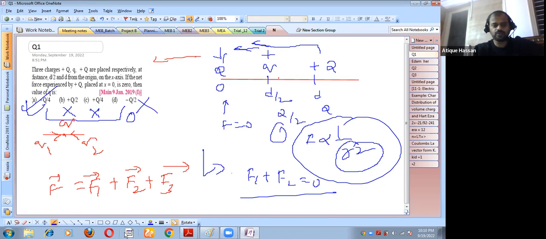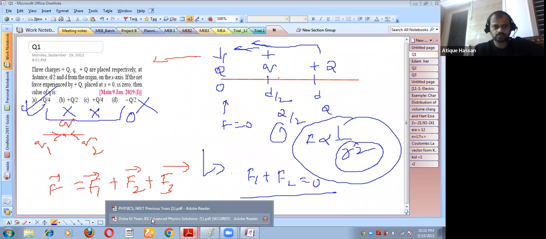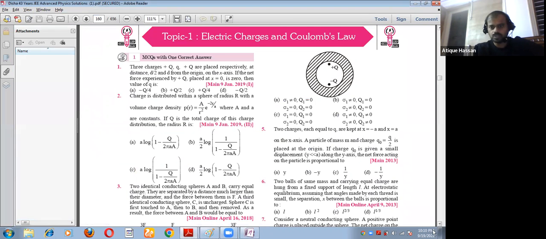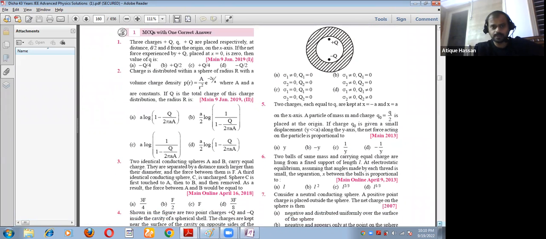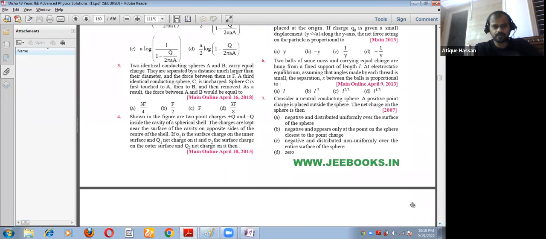Let us solve one more JEE question. Let us try this question number 3.